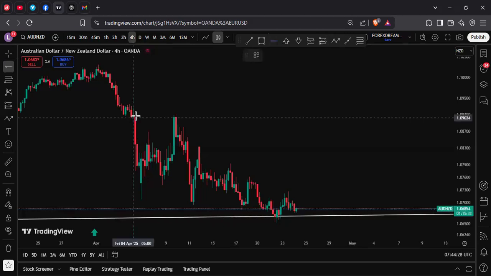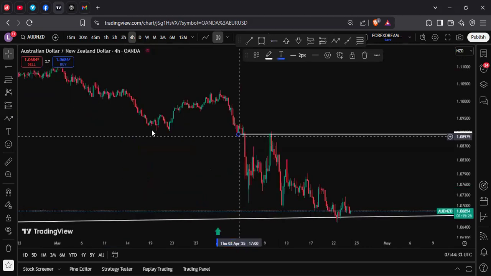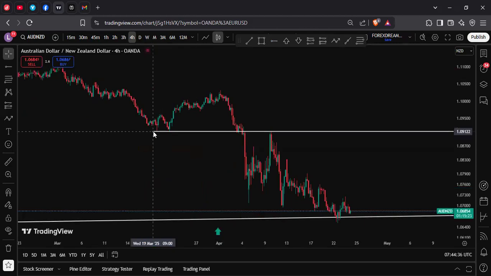Here you have your minor support and resistance. Even if you remove it, it's not looking nice, but it's accurate. Let me show you. Here is your support. It was broken here. It became a resistance here.